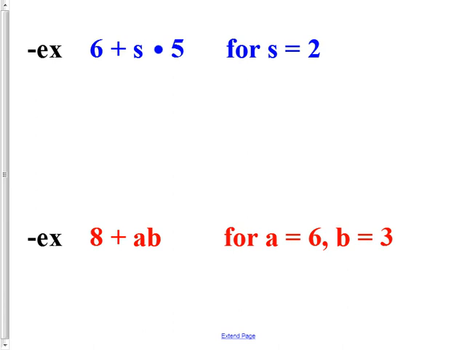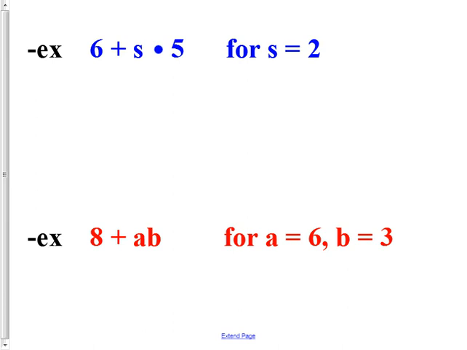All right, our next example: 6 plus s times 5 for s equals 2, and then 8 plus ab for a being 6 and b being 3. Notice we can have more than one variable. That's okay. As long as we know the values of the variables, we can evaluate the expressions. Take a moment and try both of these, pause while you do it, and then check your work.